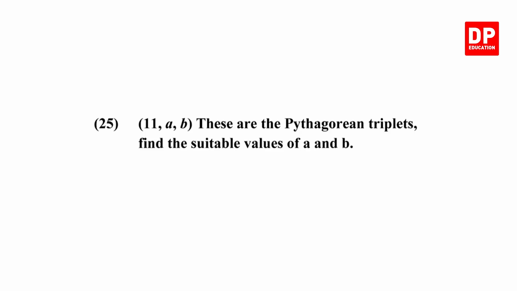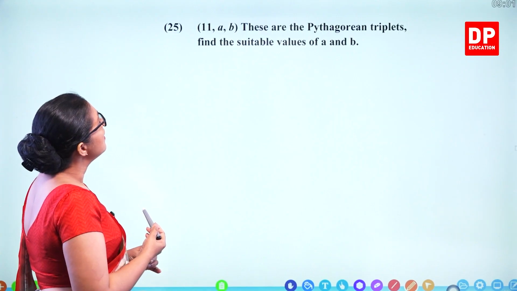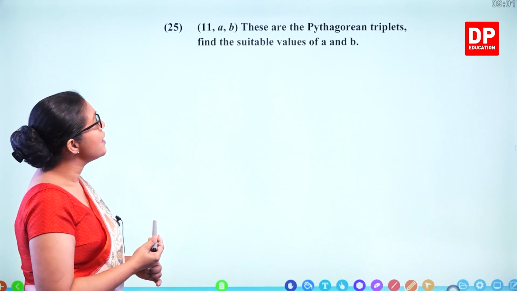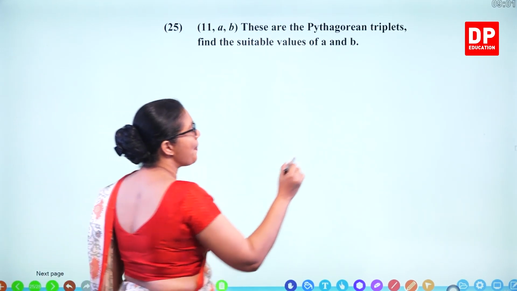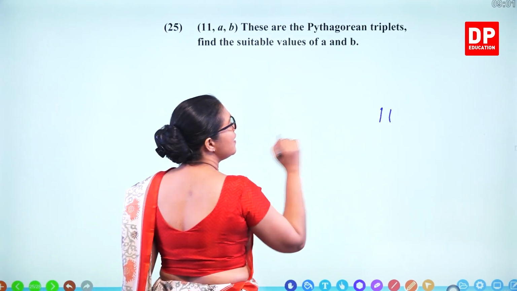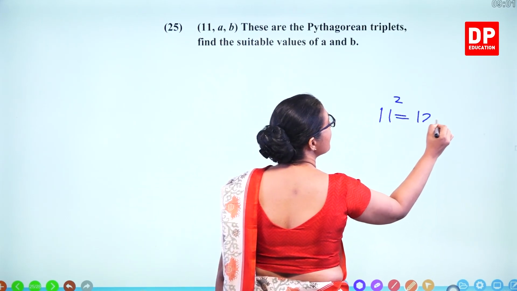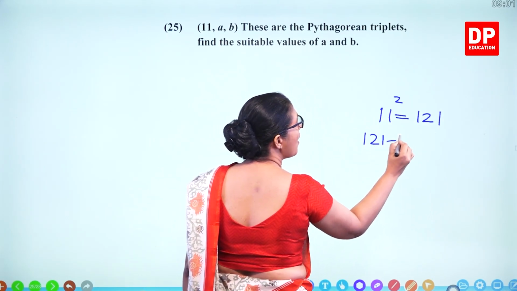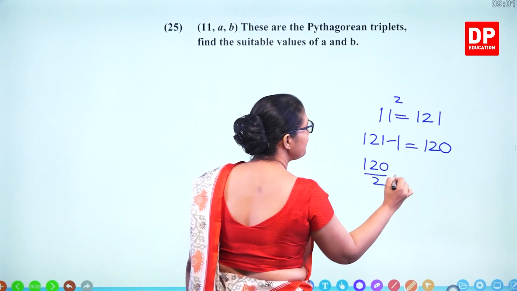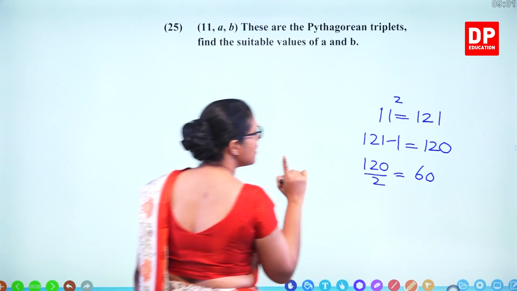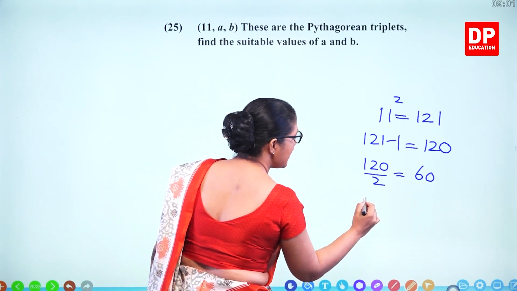Question number 25. 11, a, b, these are the Pythagorean triplets. Find suitable values of a and b. Can you remember? You take 11, square it, 121. Then subtract 1, 120. Divide by 2. You get 60. So one is 60. What's the other one?